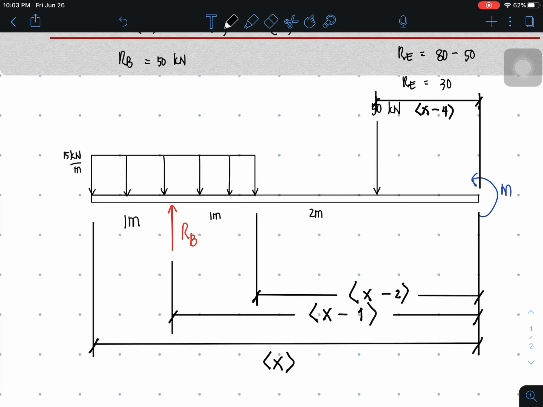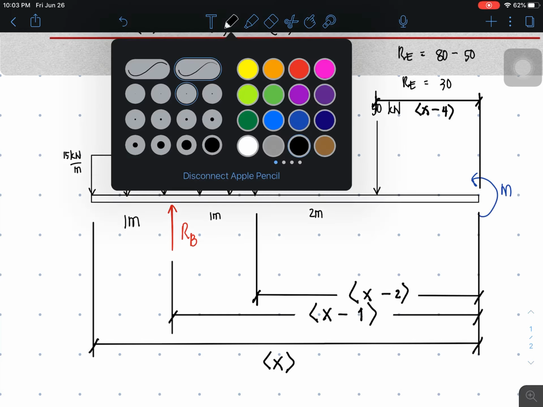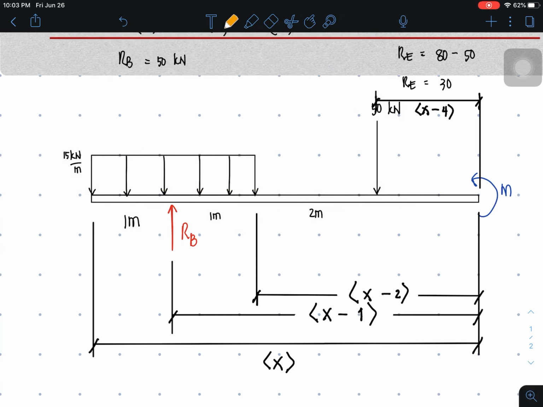Okay, so unsa may nahitabo? Remember that we're going to preserve the continuity of the loading. So this 15 kilonewton per meter load is not continuous padung sa rightmost end. So ang buhaton kay mag-introduce ta og continuity. So ato na siyang i-extend dira. No? Kani siya nga amount. So nag-add ta ani nga amount.